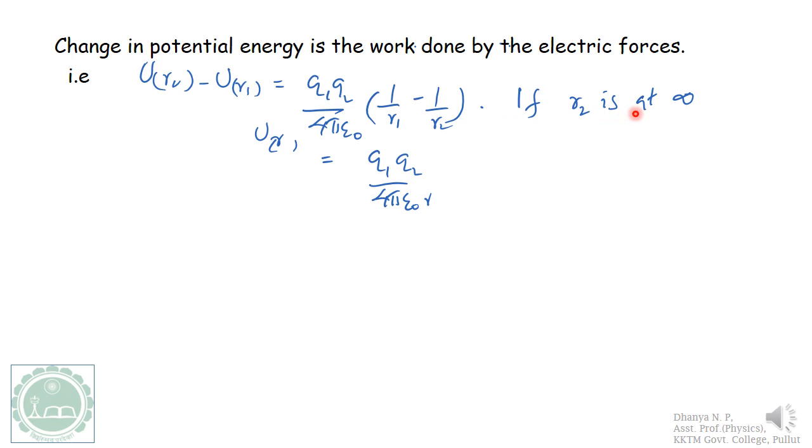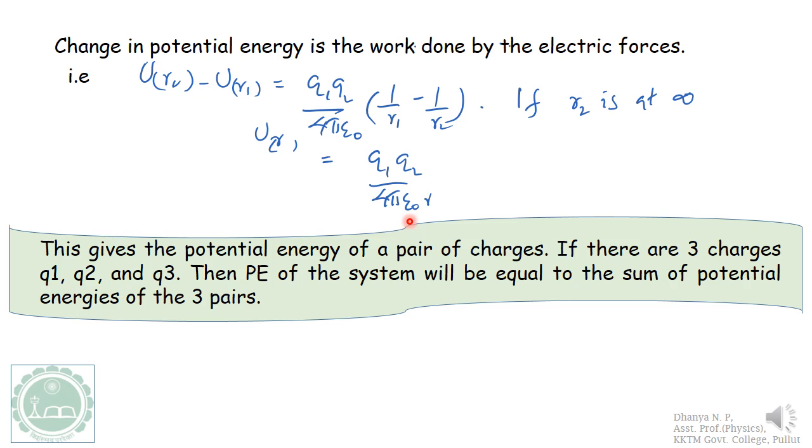And if R1 is at infinity, U(R) is equal to Q1 Q2 by 4 pi epsilon 0 R. This gives the potential energy of a pair of charges. And if there are three charges, Q1, Q2, Q3, then the potential energy of the system will be equal to the sum of the potential energy of the three pairs. That is, first we pair Q1 and Q2, then Q2 and Q3, then finally the Q1 Q3 pair, and the sum of these three pairs will give the potential energy of the system.